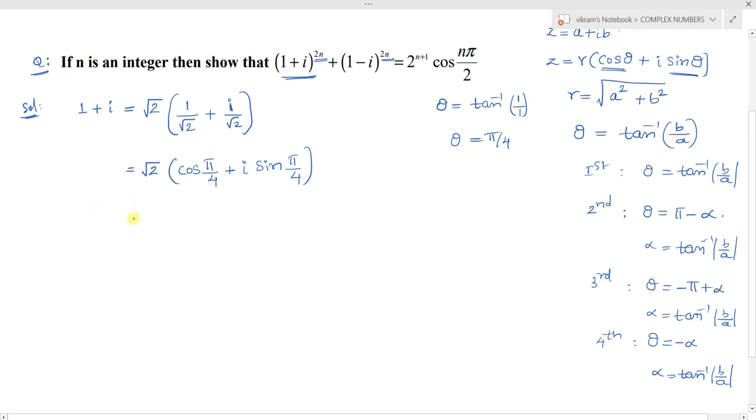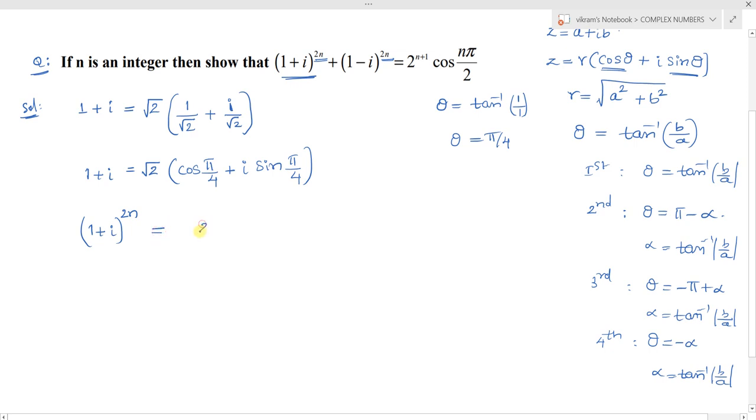Okay, so we can write 1 plus i as root 2 into cos pi by 4 plus i sine pi by 4 in polar form. But what we have to find out is (1 plus i) whole power 2n.